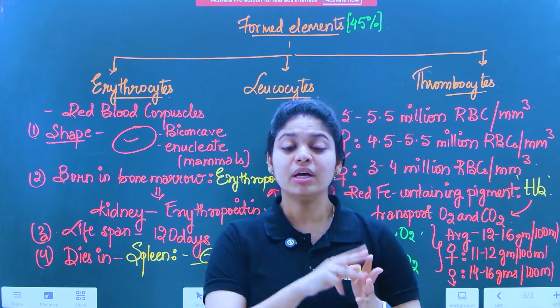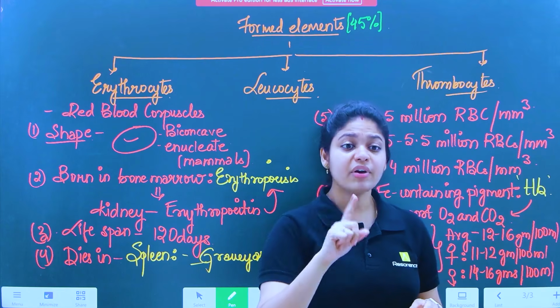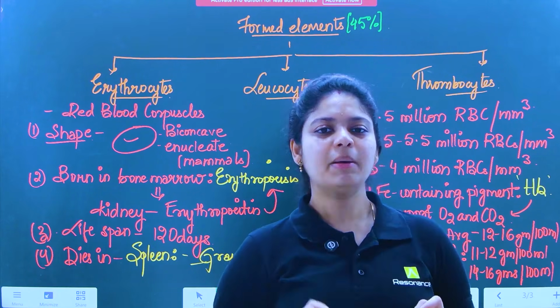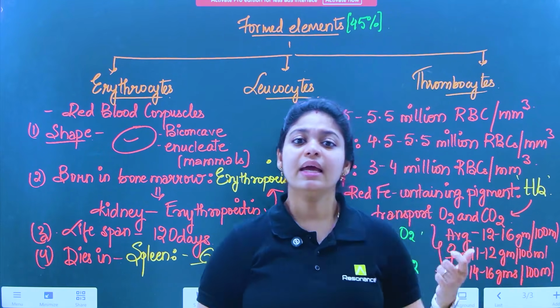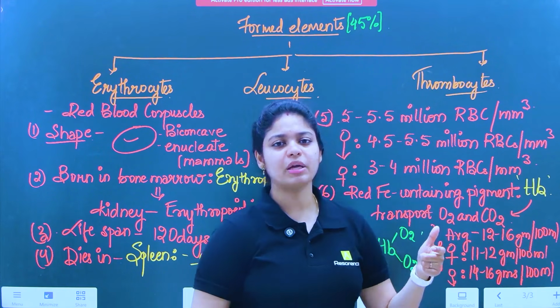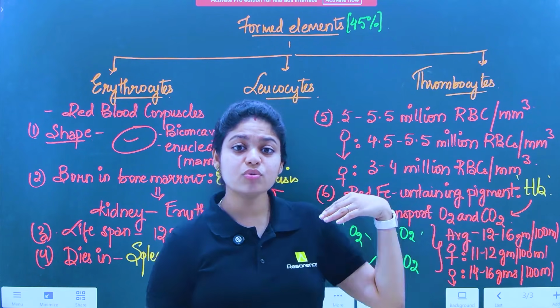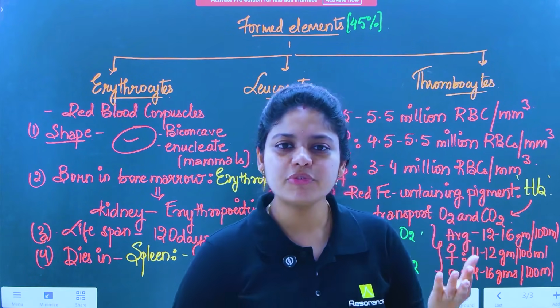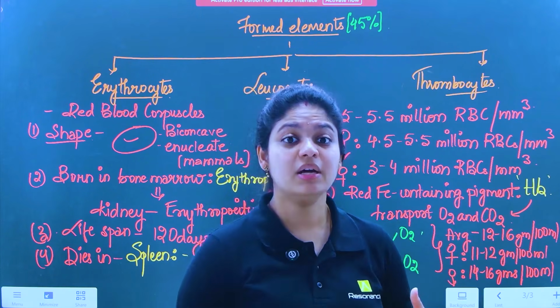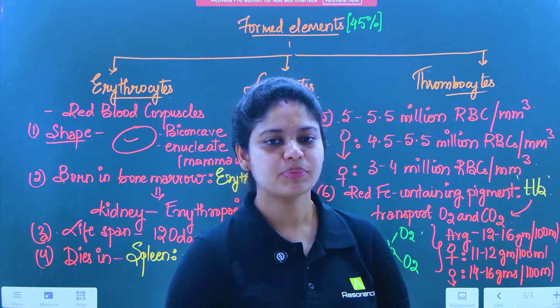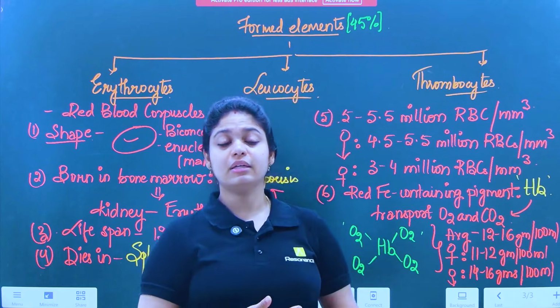Coming to the count, the average count is 5 to 5.5 million per cubic millimeter. In male, it is 4.5 to 5.5 million per cubic millimeter, whereas in case of female, it is 3 to 4 million per cubic millimeter. Why in female less count? Because of the menstrual cycle.